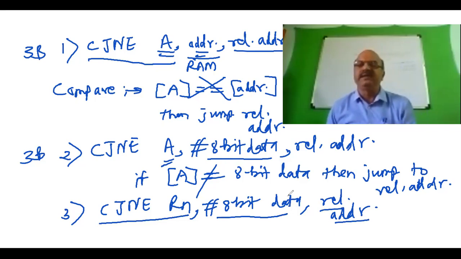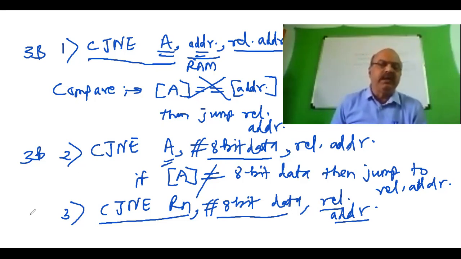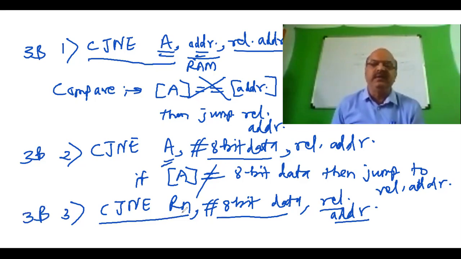All the relative addresses are 8-bit, so it requires 3 bytes. What is the difference between the first two instructions and the third instruction? Here, one data is taken in the bank register R0 to R7. Rn means I am always writing R0 to R7.